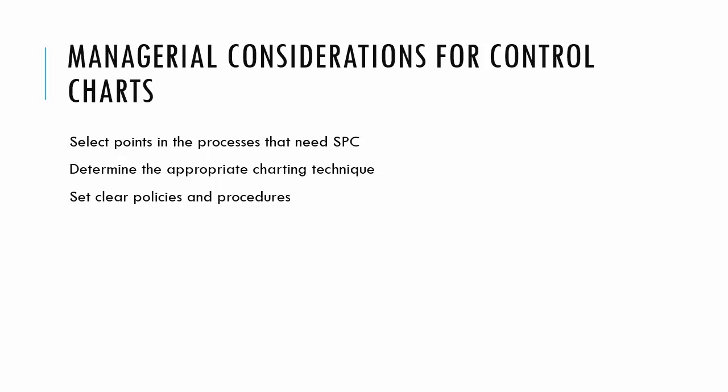For example, if a statistical signal is received that a process is out of control, do you shut down the production line? As another example, how often should you be resetting the control chart limits? Something we haven't really talked about in this course.